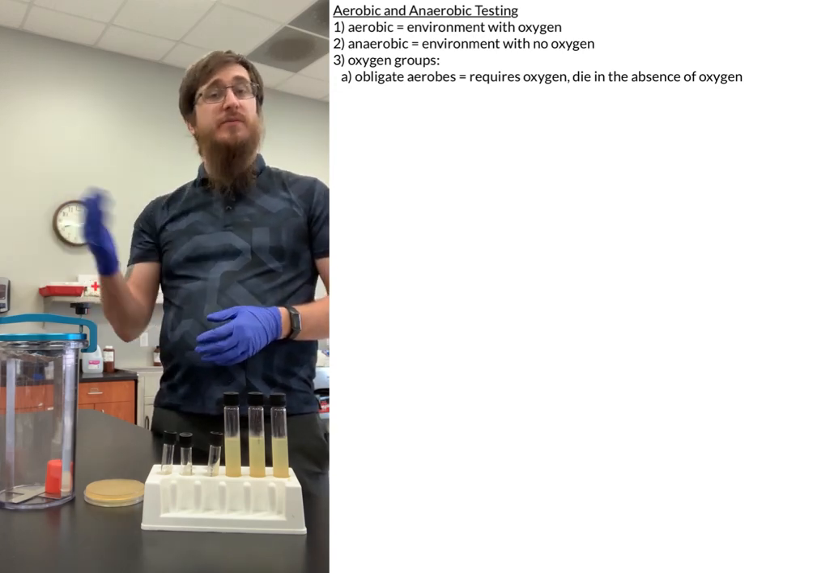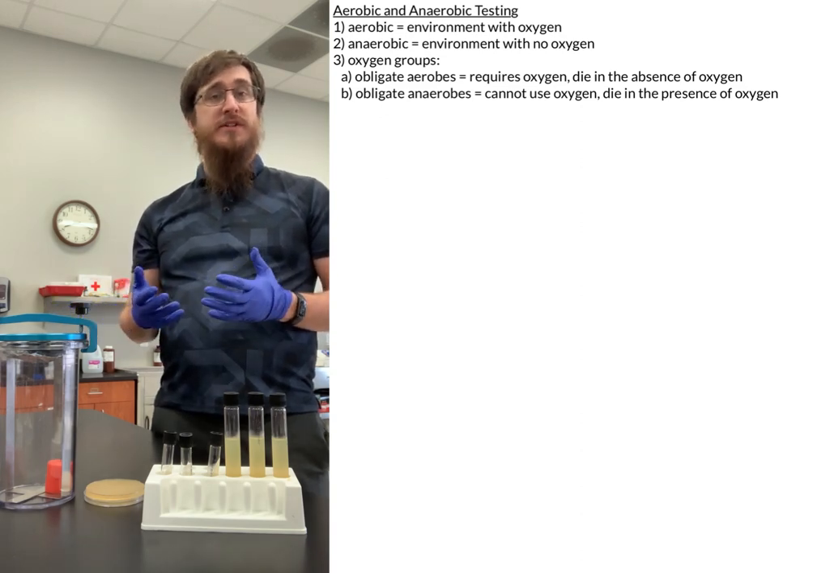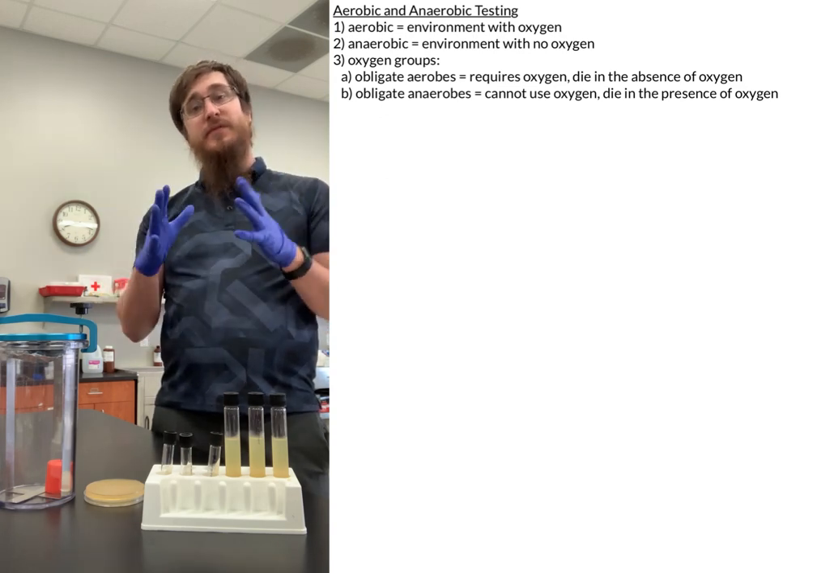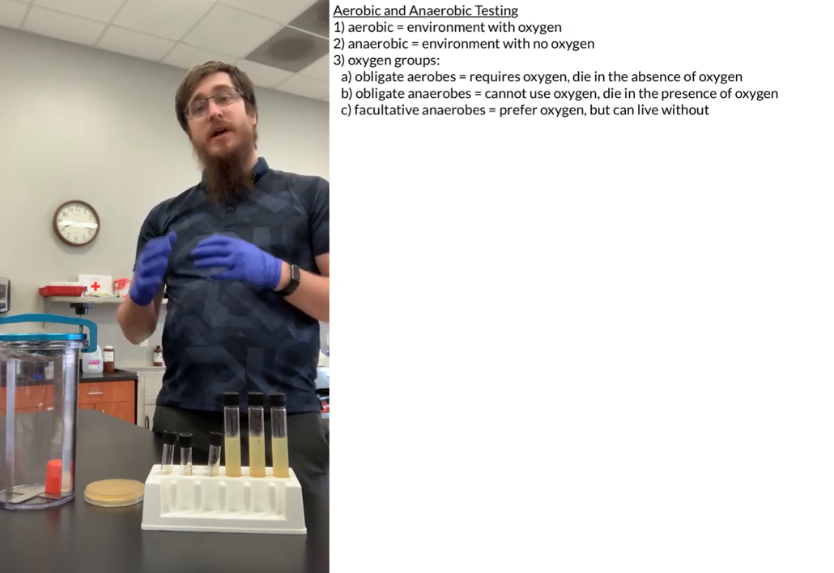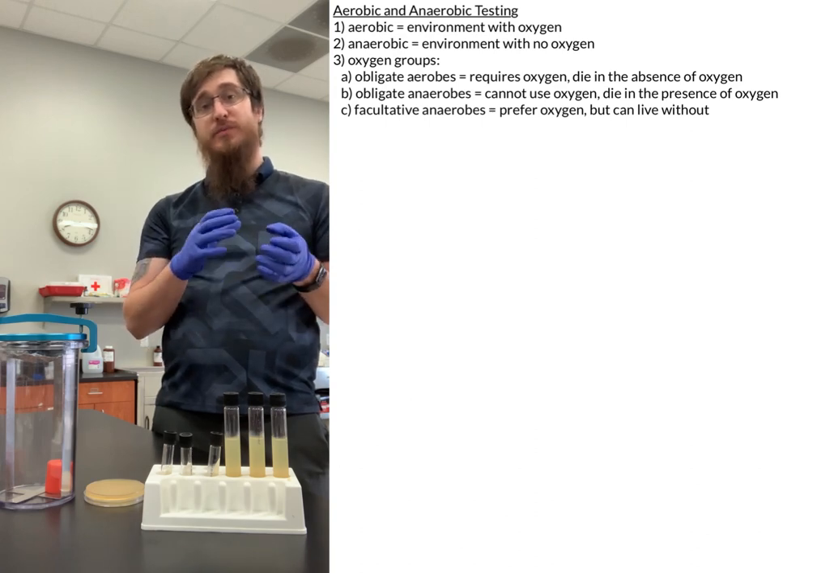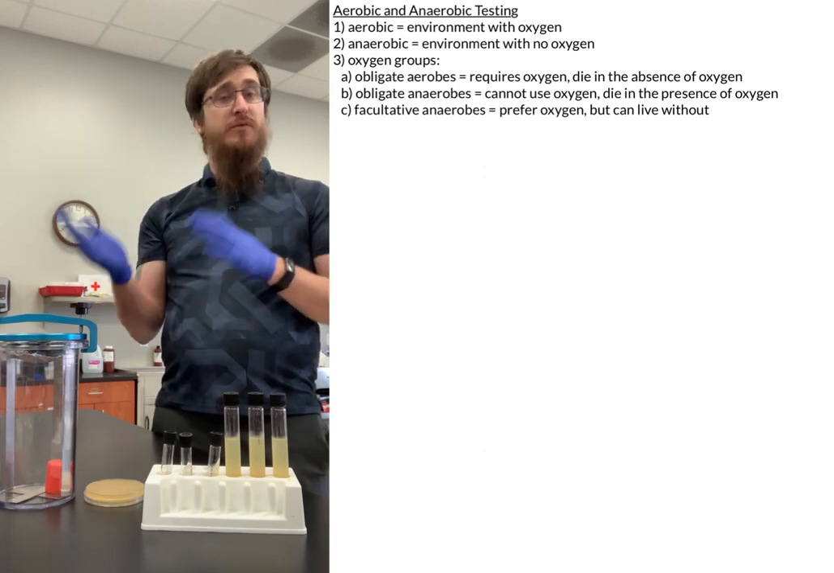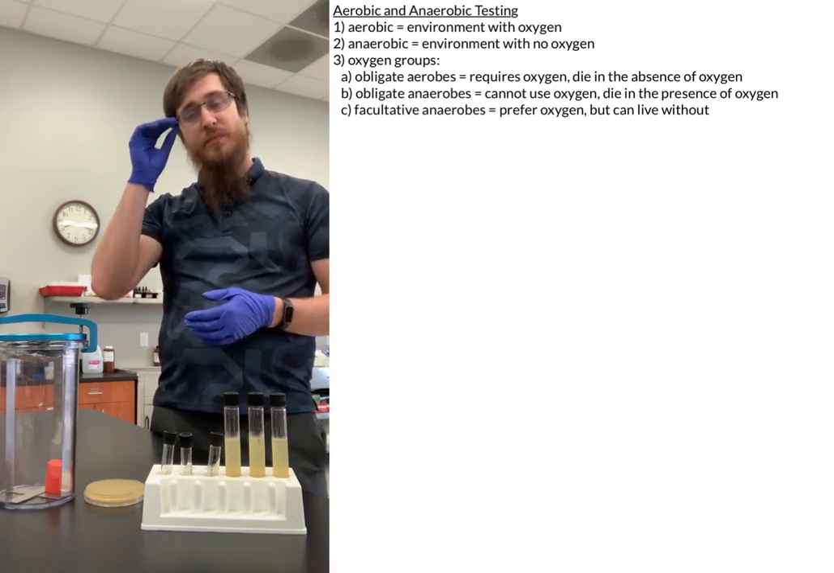The opposite of that would then be an obligate anaerobe. And obligate anaerobes are organisms that cannot use oxygen and they also die in the presence of oxygen. We have kind of a middle ground organism, what we call a facultative anaerobe. And facultative anaerobes are organisms that tend to prefer having oxygen present, but if oxygen is not available, they can switch to an anaerobic process and then basically survive in the absence of oxygen.